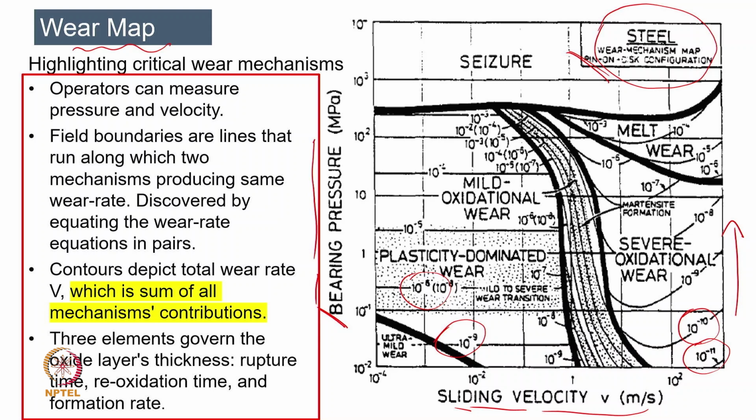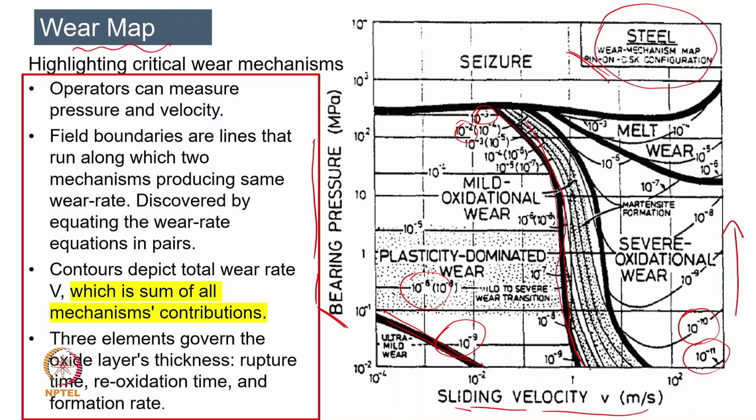As the pressure increases, wear will be on a much higher side, and you can see here 10 to the minus 2, 10 to the minus 3. As the pressure increases, the wear coefficient value increases. As the sliding speed increases, the wear coefficient decreases. And in the overall combination, you can see here the boundaries. That means there is a transition from one wear domain to another domain. So that has been shown in a wear map.